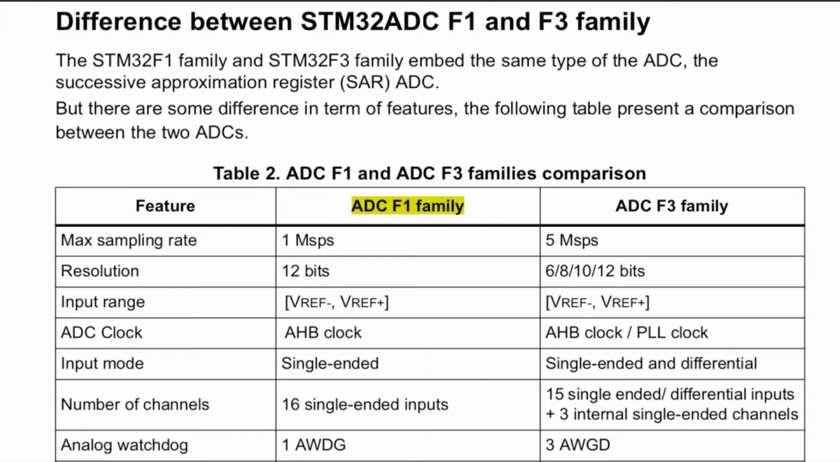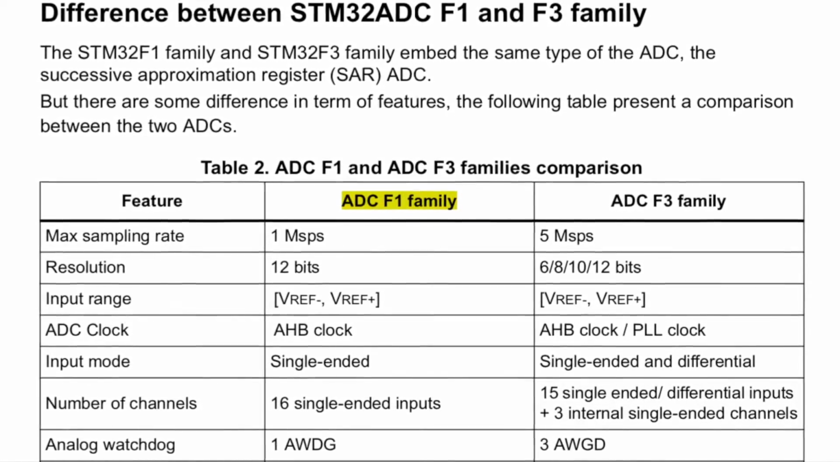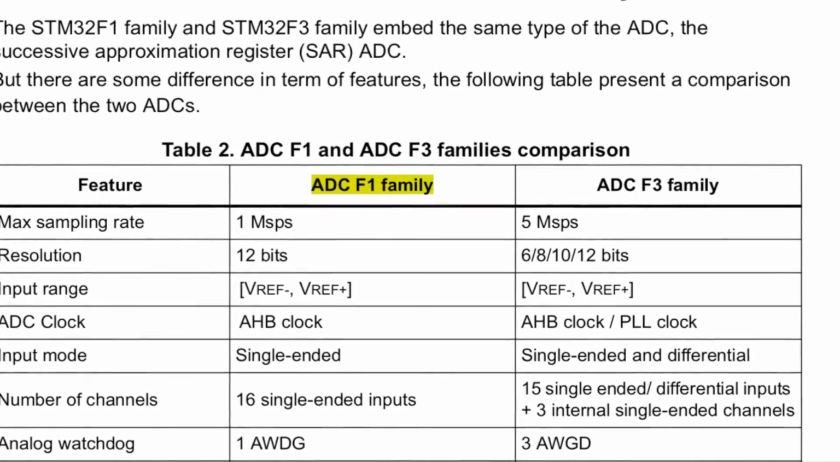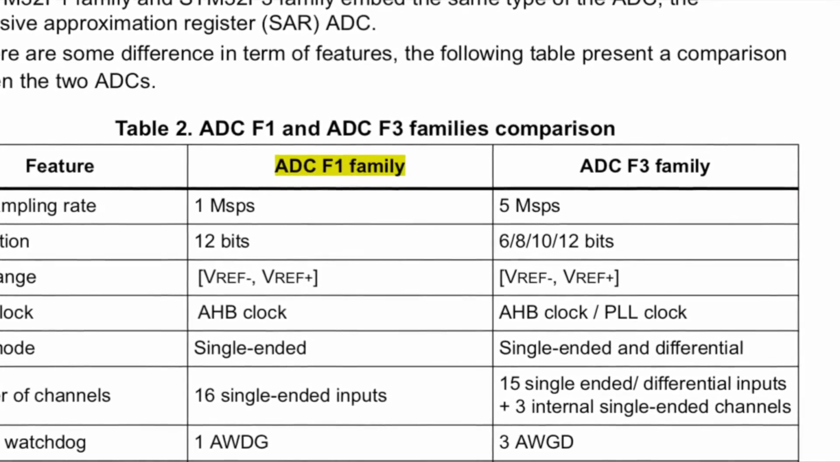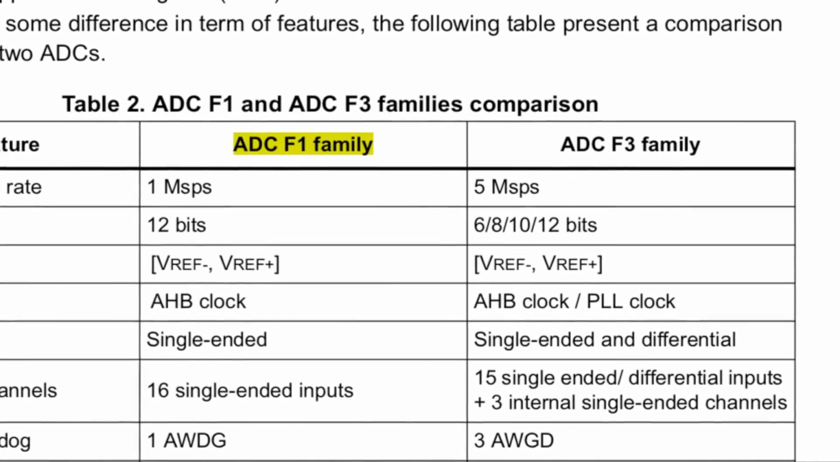So without any trickery or overclocking or anything like that, the F1 series gives us a 1 megasample per second ADC, and if you look a little bit further down, you see that the ADC clock is just the AHB clock. There's no phase locking of any kind. However, let's go ahead and look at the F300 family that's right next to it here. We see that our max sampling rate is 5 megasamples per second. It's actually higher than that if you change the resolution, which we can do. It also has a phase lock loop clock, as well as differential mode for some of those inputs.